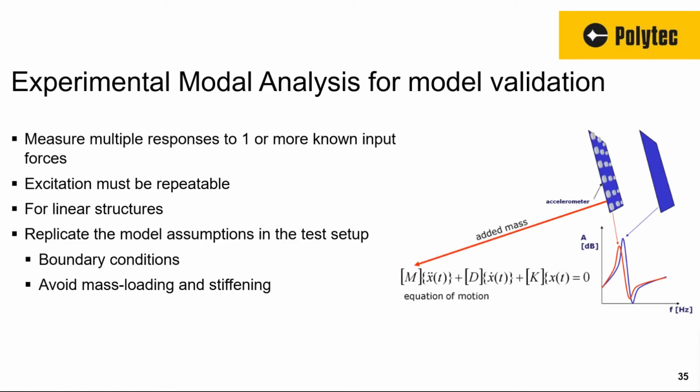You have to replicate the model assumptions in the test setup, like boundary conditions. So if it's clamped, it has to be clamped. If it's free-free, it has to be free-free. Avoid mass loading and stiffening. So if you look at the equation of motion, you will influence with additional mass the mass matrix, and also typically stiffening effects occur if you glue something on the structure. But we are measuring with laser light, so we don't have this issue with scanning laser vibrometry. And remember, test results represent the reality, so you have to adjust the model typically. Now let's look at the short video.